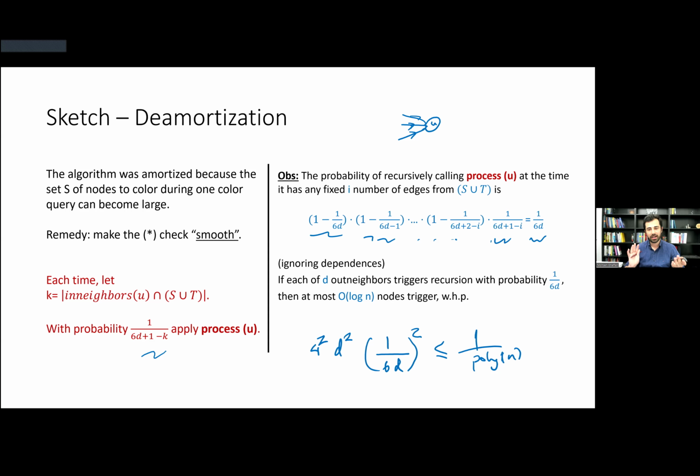I'm really, really lying about the proof in the sense that I'm ignoring very important dependencies. That's the technical core of the proof of the analysis. But for that, I'll just defer to the paper itself. Please see the paper for how we actually give a formal proof of this and deal with the dependencies.